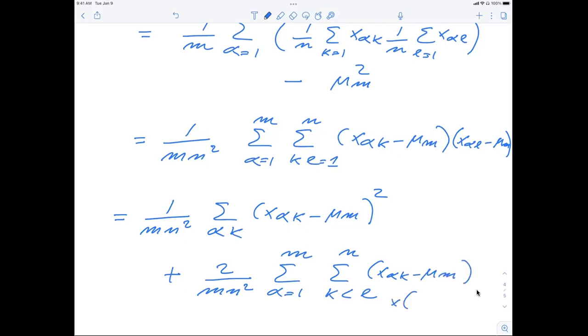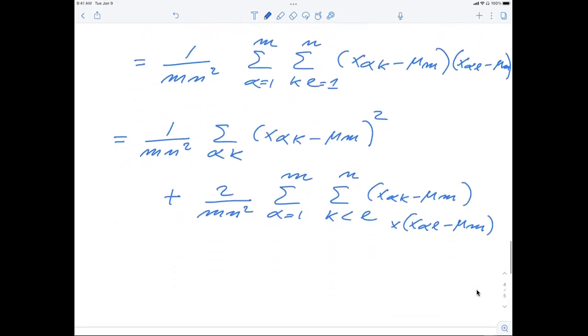And this is multiplied with an x alpha of L minus mu of m. So this sounds very exciting, actually. So the other thing I can do now is to define the sample variance of all mn experiments.